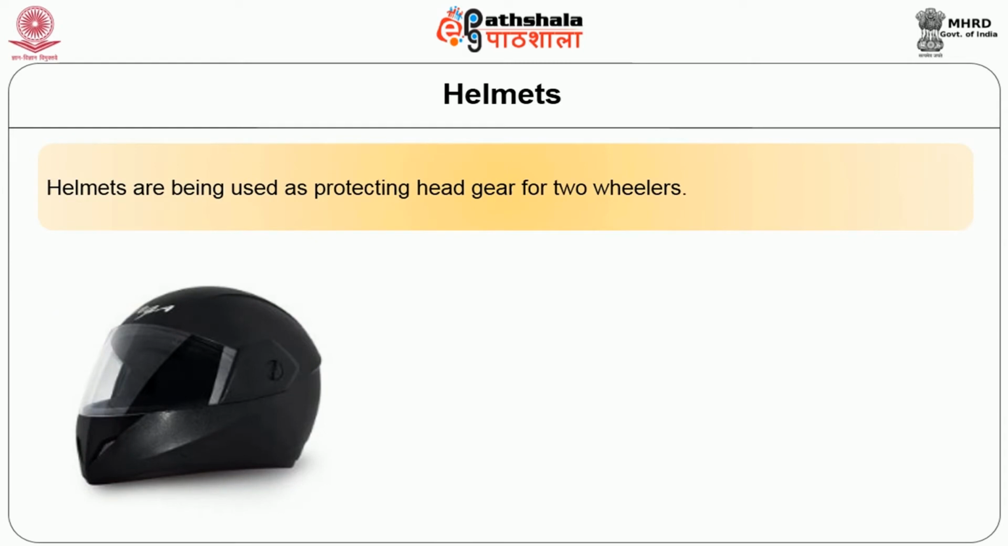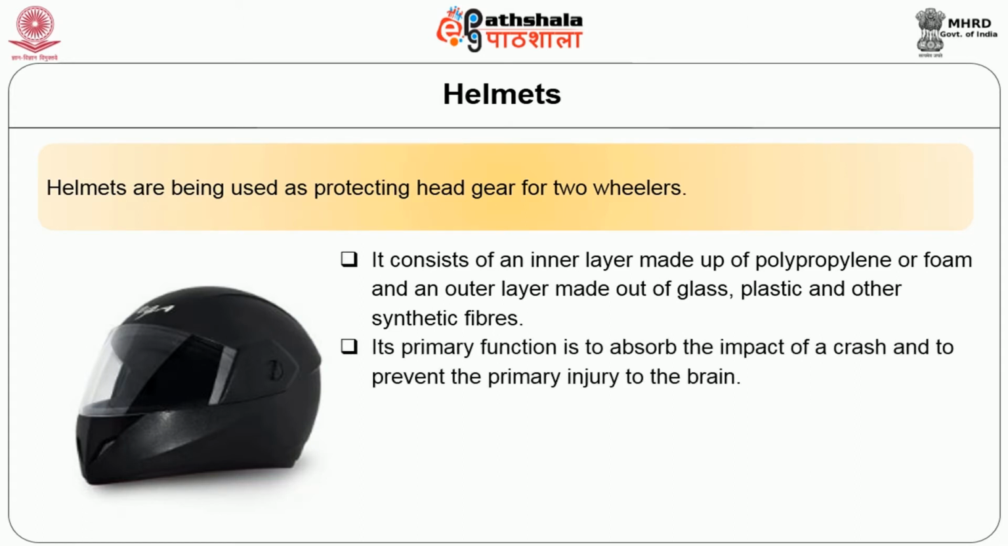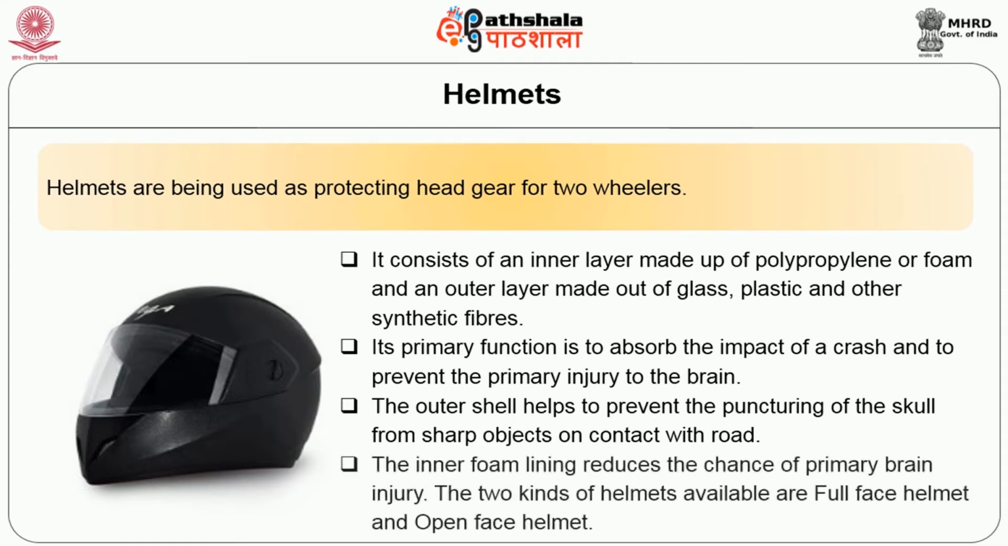Helmets are being used as protective gears for two-wheelers. It consists of an inner layer made of polypropylene or foam and an outer layer made up of glass, plastic or other synthetic fibers. The primary function is to absorb the impact of a crash to prevent primary injury to the brain. The outer shell helps to prevent the punching of the skull from sharp objects on contact with the road. The inner foam liner reduces the chances of primary brain injury.